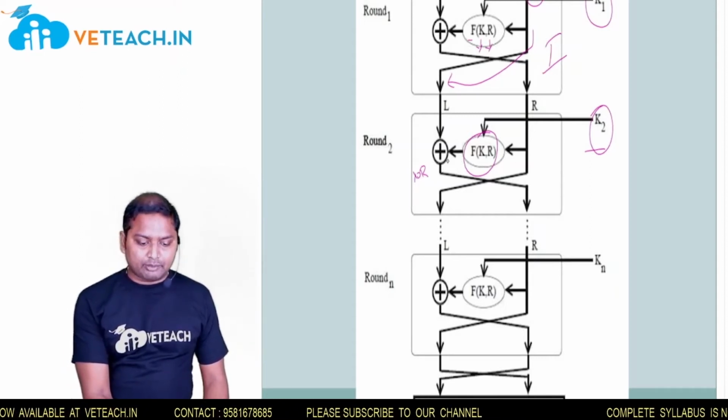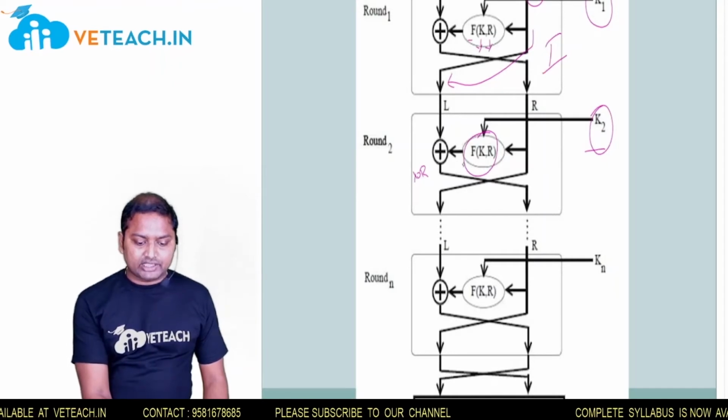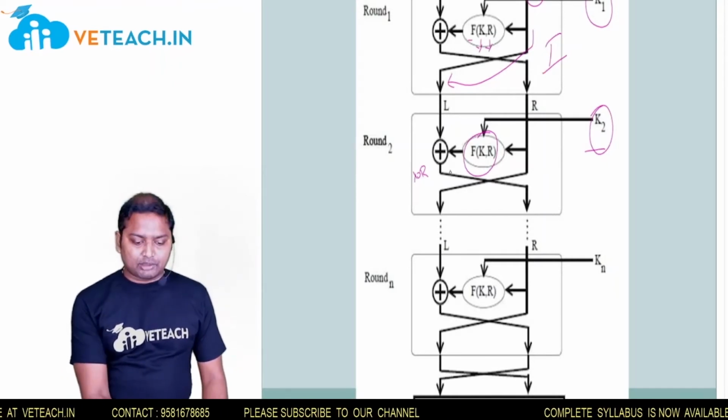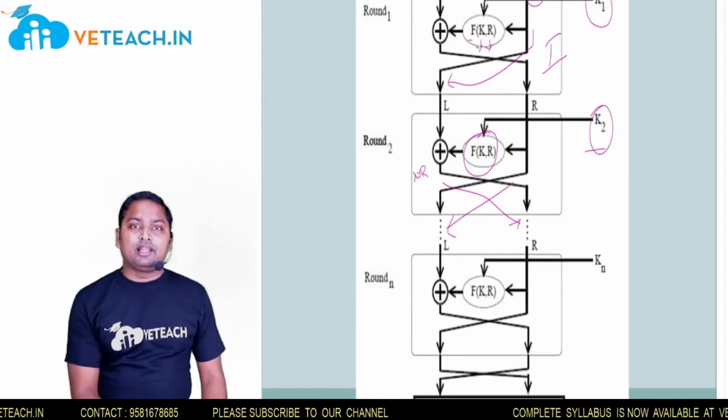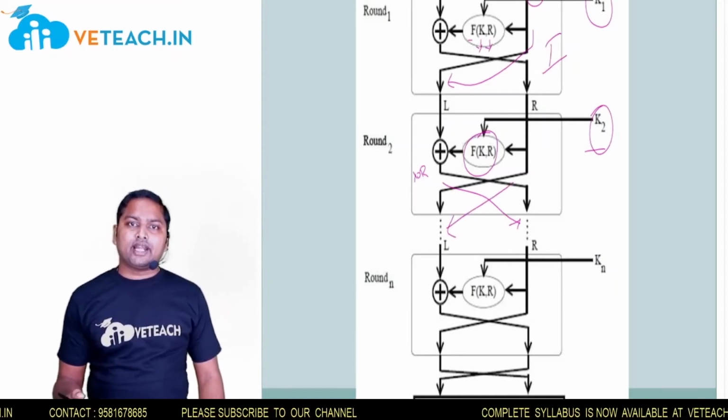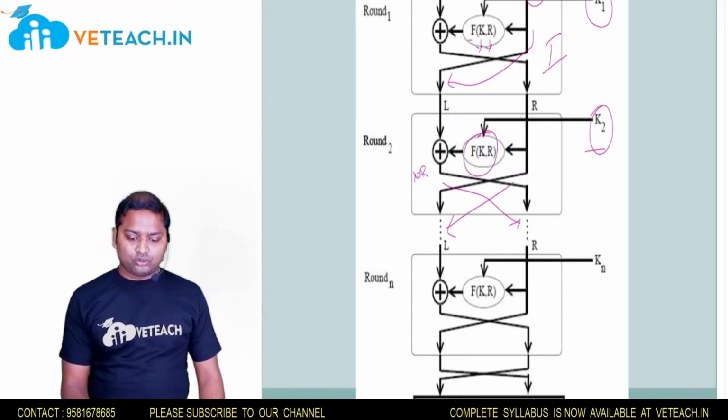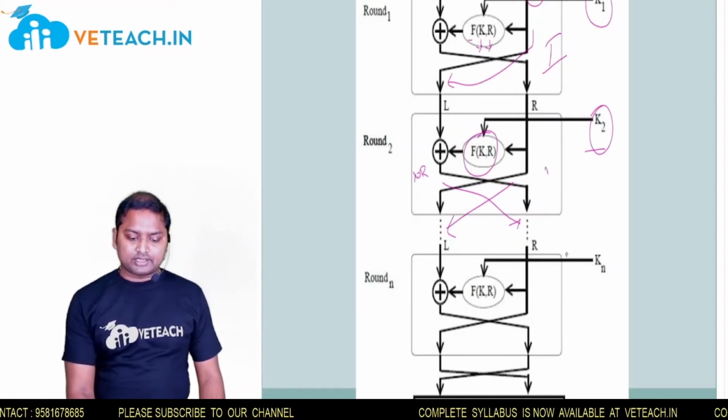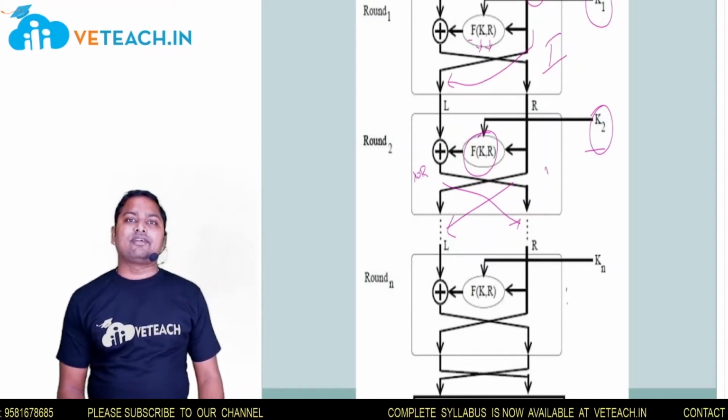So again we perform the XOR operation with the right-hand side. After performing it, I again swap left-hand side to right-hand side and right-hand side to left-hand side. We repeat this process until the n-th round.